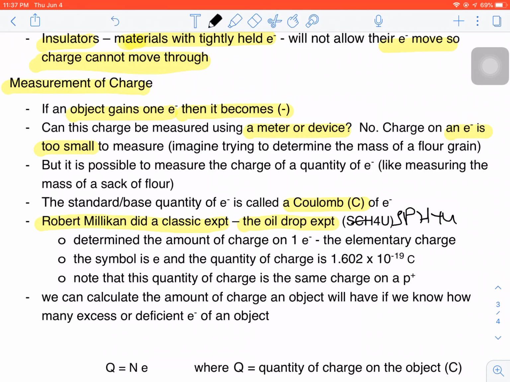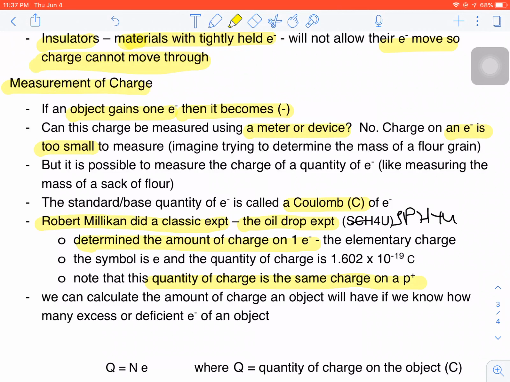And in that experiment, Millikan basically was able to determine the amount of charge on an electron. This was done a long time ago. I don't know what year Robert Millikan did this. I should probably know. But he was able to quantify or measure the amount of electric charge on one electron, which again has to be the same amount of charge that's on a proton also. But again, it's negative charge versus the proton's positive charge.